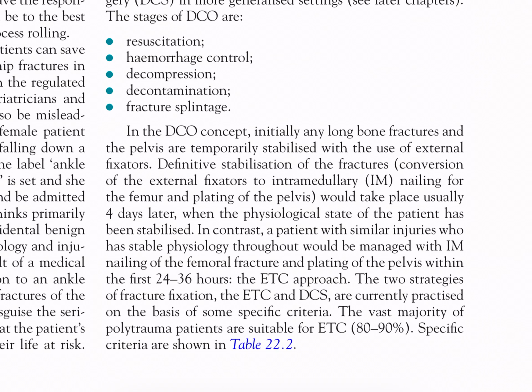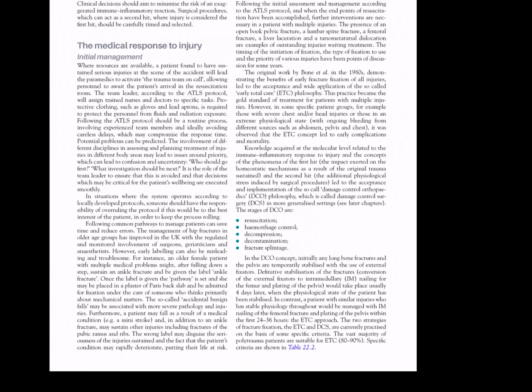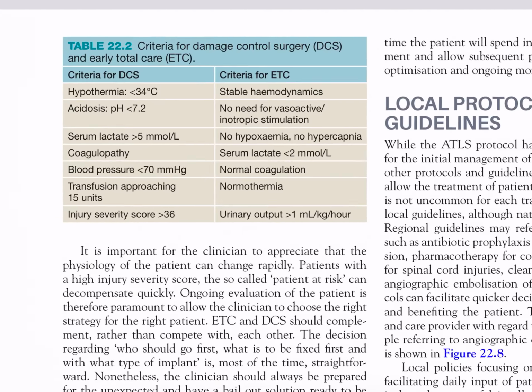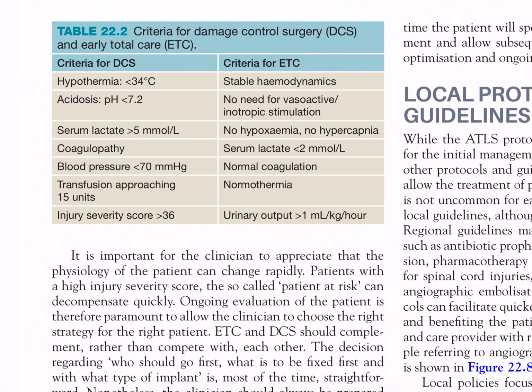The two strategies of fracture fixation, the ETC and the DCS, are currently practiced on the basis of some specific criteria. The vast majority of the polytrauma patients are suitable for ETC, 80 to 90%. Specific criteria are shown in table 22.2. Over here we can see the different criteria for damage control surgery and early total care surgery.